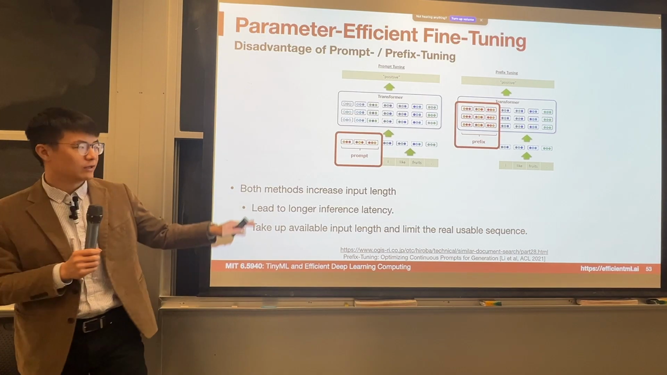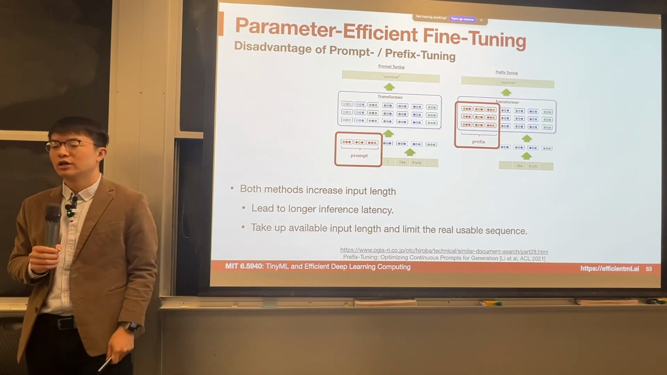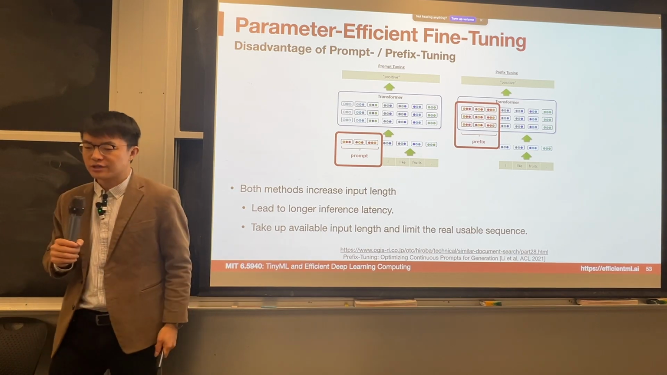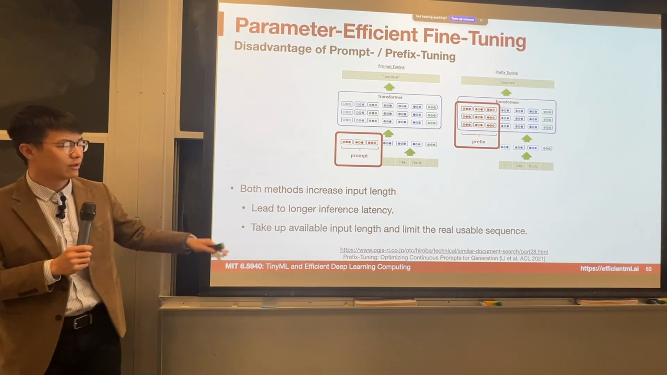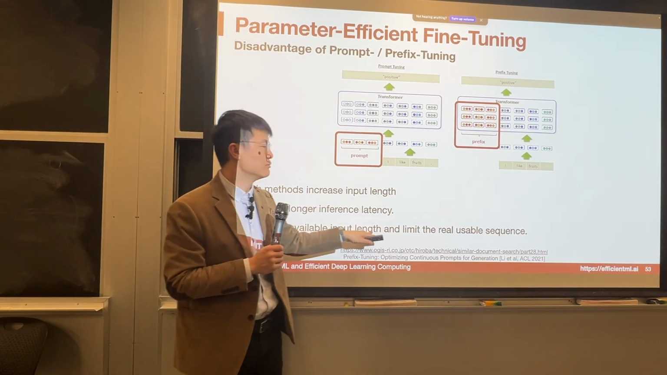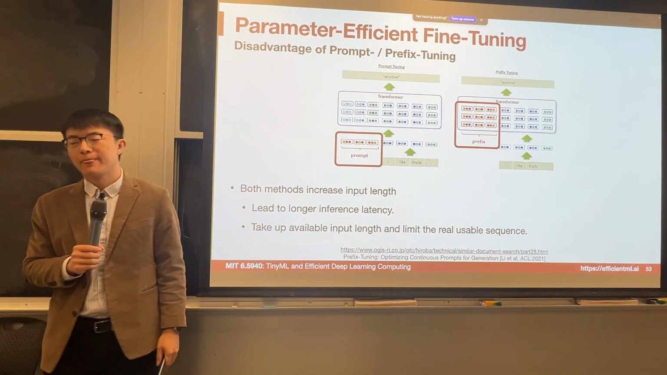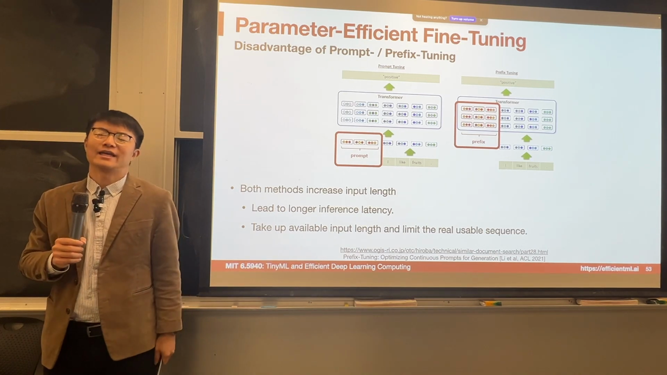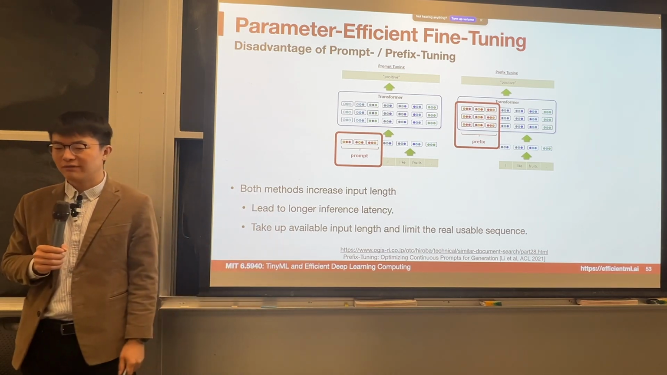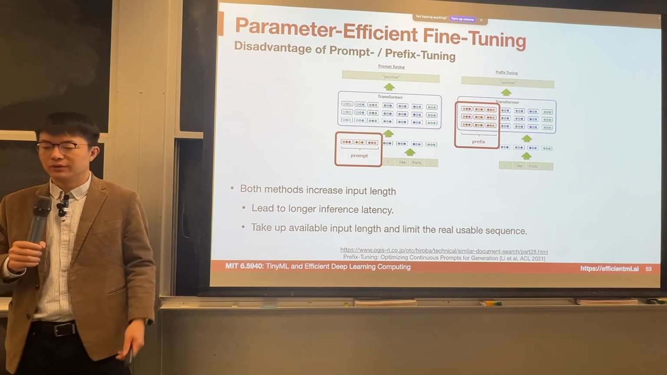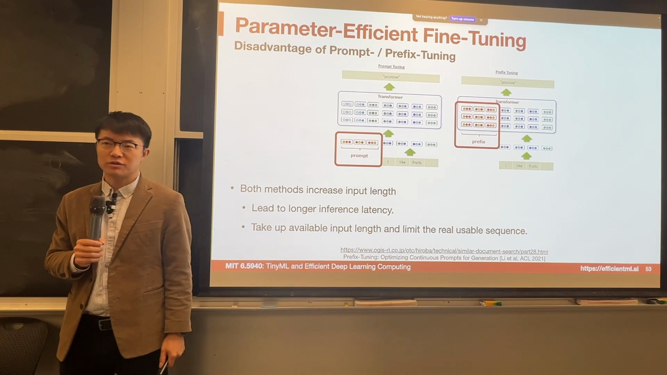So both methods will increase the input length. Okay, so that's one of the disadvantages of both prompt tuning and also the prefix tuning. Longer inference latency due to increased input length. And also it takes up available input length and limit the usable sequence. Like for Llama 2, like we mentioned, the context length is only 4K. You can only remember 4K inputs. And this extra token will definitely take up this available 4K available input length and shorten the actual usable spaces.